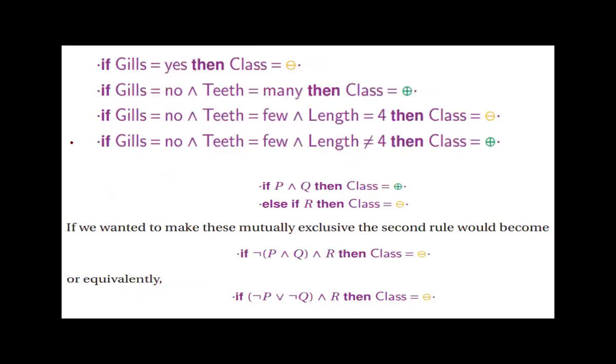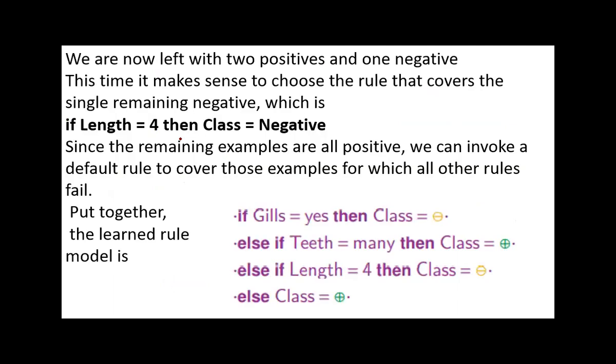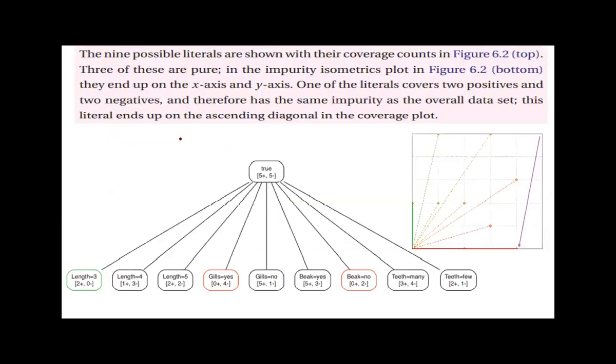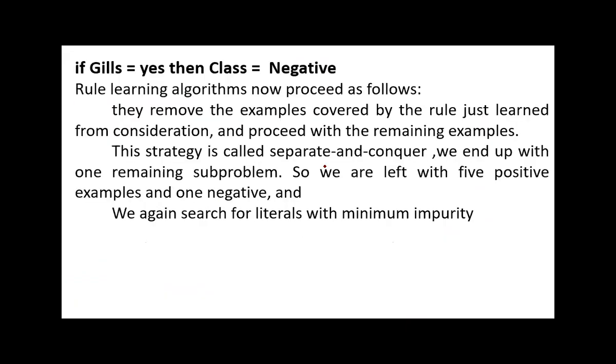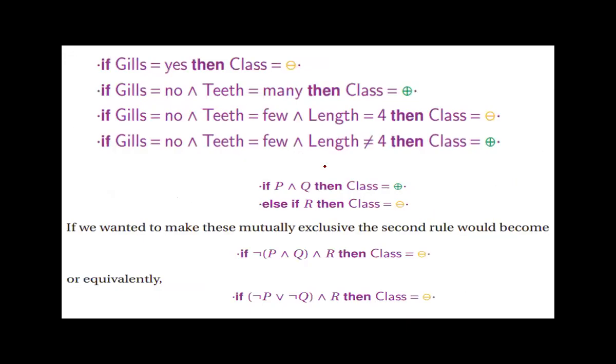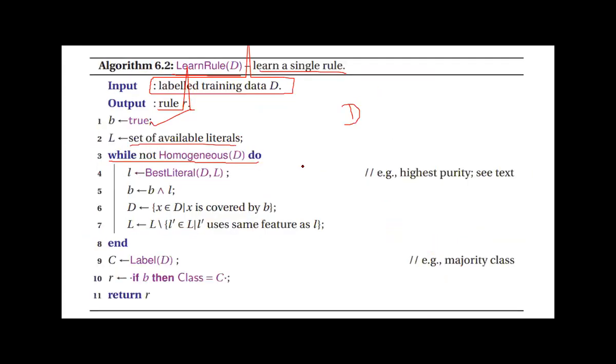And for example, if you take a rule like this, it is consisting of length is equal to 4 and gills is equal to no, back is equal to S and teeth is equal to many. Now it can be further divided. So it consists of many literals. Now, while not homogeneous: if homogeneous, come out. That is the meaning.